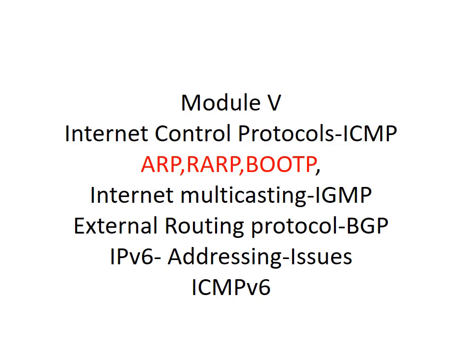So in this video lecture we are going to start with our module 5. The main topics which we are going to discuss in module 5 are Internet Control Protocol, that is ICMP, ARP Address Resolution Protocol, RARP Reverse Address Resolution Protocol, BootP Bootstrap Protocol, then Internet Multicasting, that is IGMP Protocol, External Routing Protocol, that is BGP protocol, IPv6 addressing issues, and version 6 of ICMP.